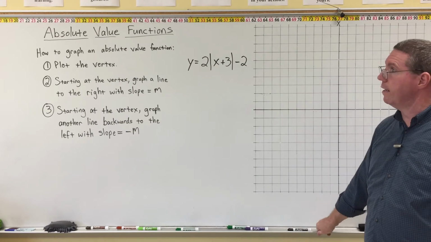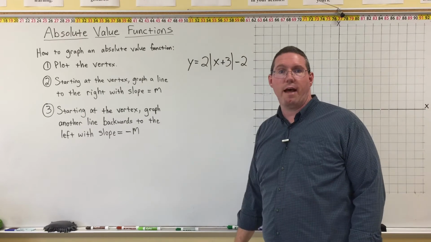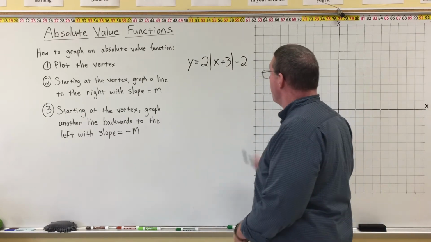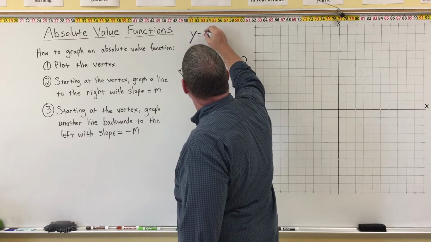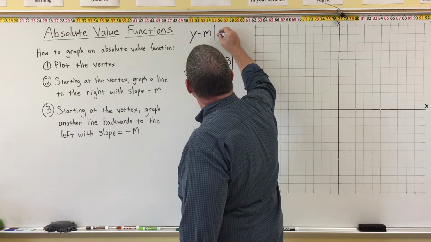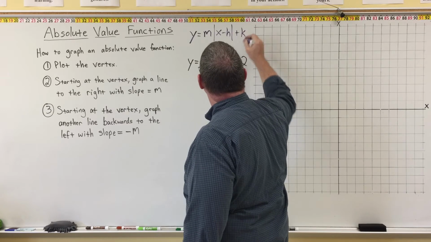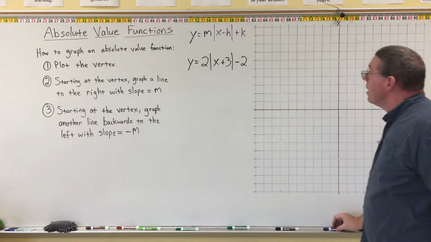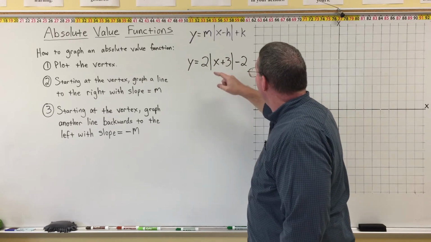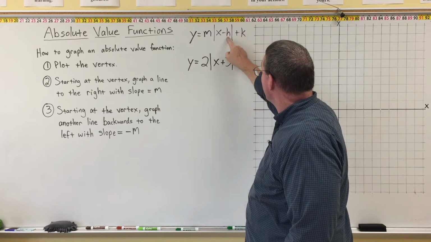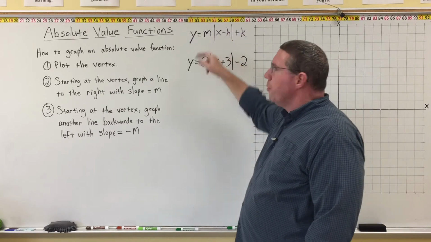All right, so what I've got here is a pretty simple procedure for graphing an absolute value function. If it is in the form, remember our form has to be y equals m times the absolute value of x minus h plus k. Now what I've already told you is that given this form, the vertex is at the point h comma k, right? This is an x coordinate, that's a y coordinate, okay? But we haven't really done anything with the m yet.